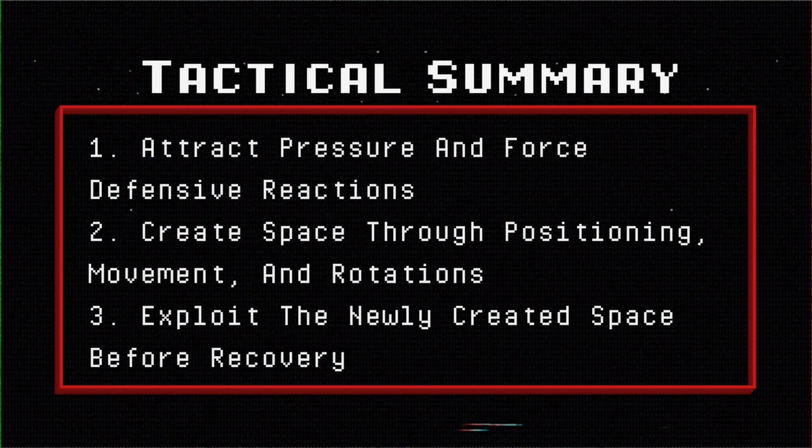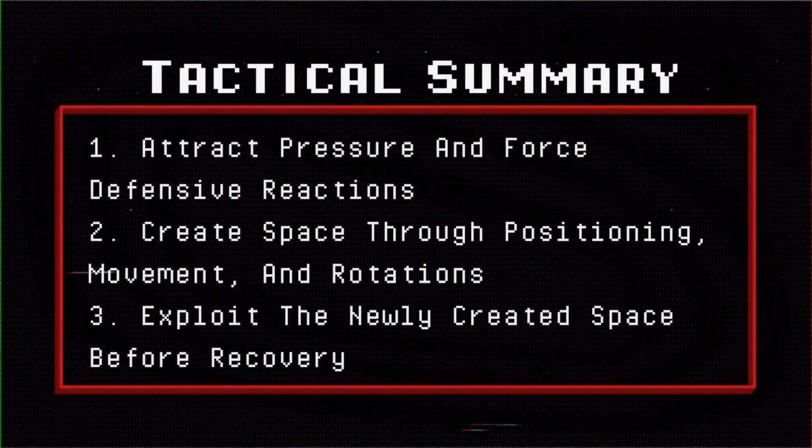Although these attacks looked different on the surface, they were all connected by the same tactical idea. Norway consistently forced the opposition to react first by attracting pressure, shifting the defensive block, and manipulating the defensive attention. They repeatedly created space that could be exploited.